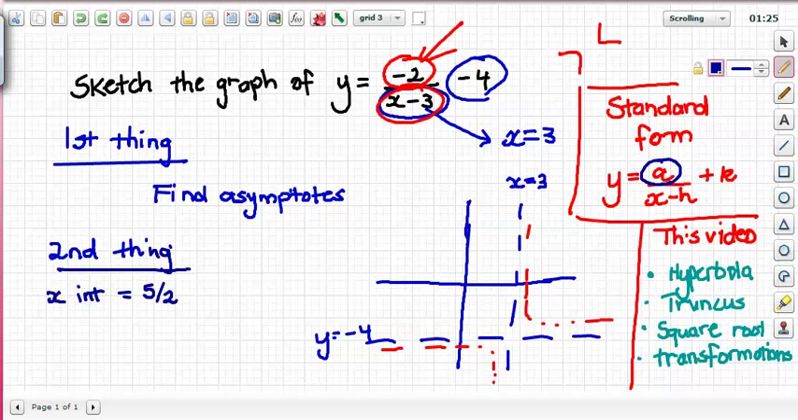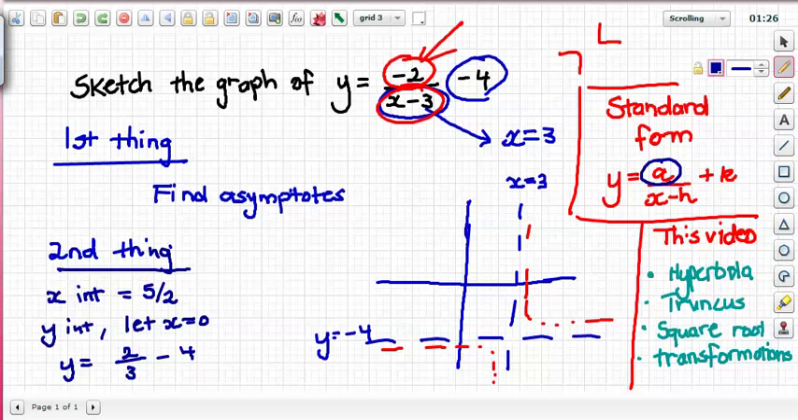Okay, so this time for the y-intercept, I'm going to let x equal 0, and a lot of the time this is a few less steps. So let x equal 0, we've got negative 2 over negative 3, which is 2/3. 2/3 take away 4. So we've got y is equal to, I've skipped a couple of steps here, 2/3 take away 4.